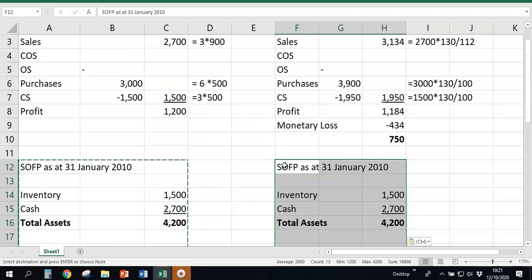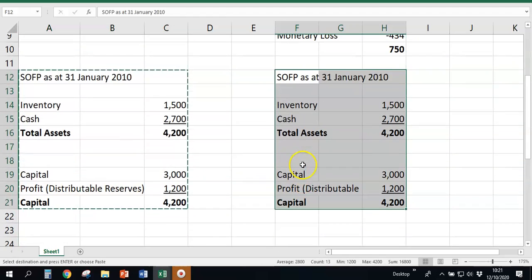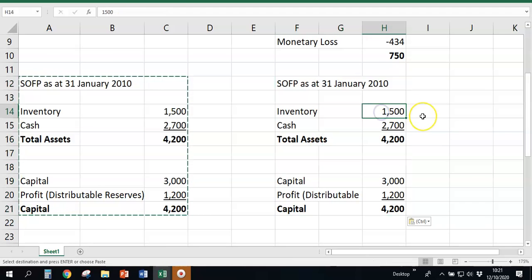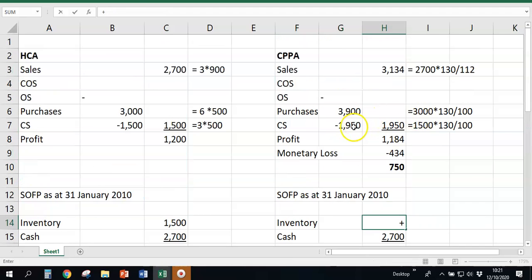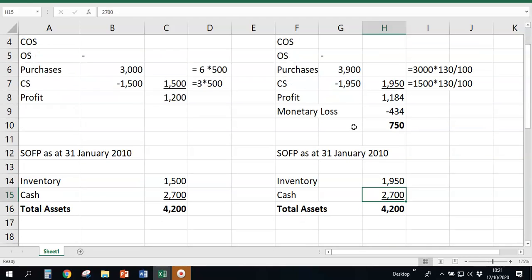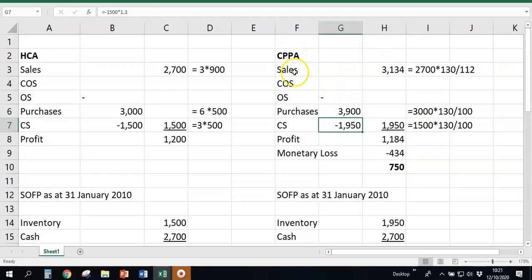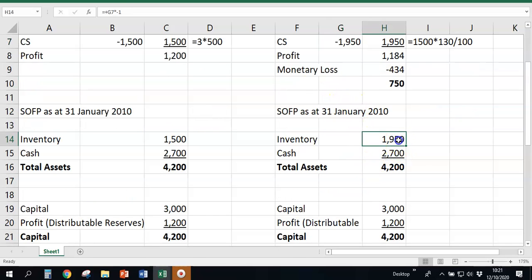We put in the statement of financial position, 31st January 2010. The inventory is going to be measured at the closing inventory here. They have to be the same. Whatever you measure the closing inventory in the P&L must be the same as the statement of financial position. Your cash does not change, because it's monetary. Remember we said that before. Monetary, it's still going to be 27 regardless, because no matter where inflation goes, that's money in the bank account.